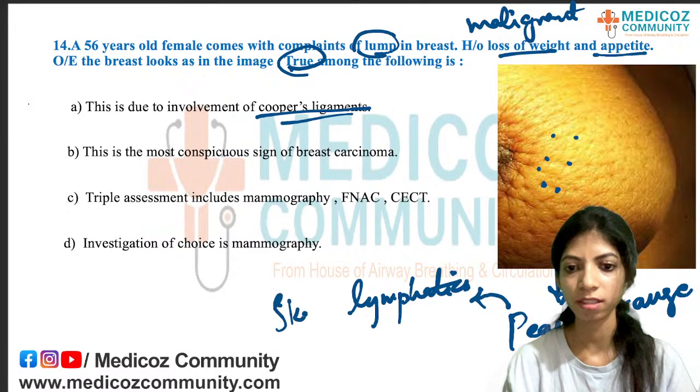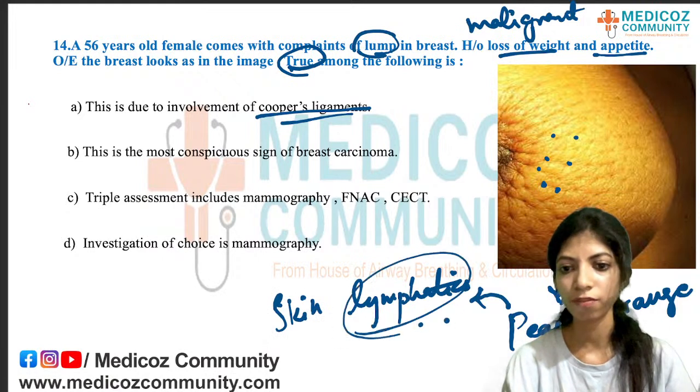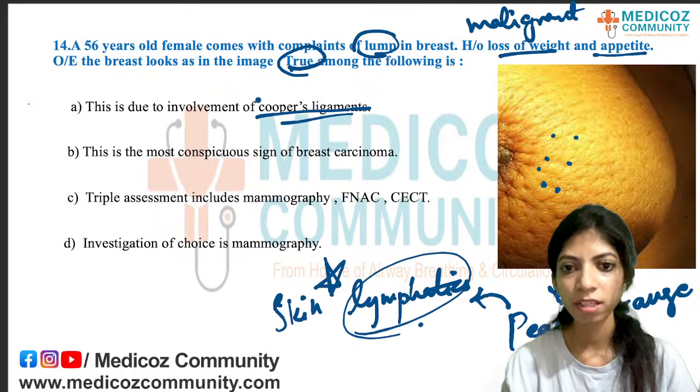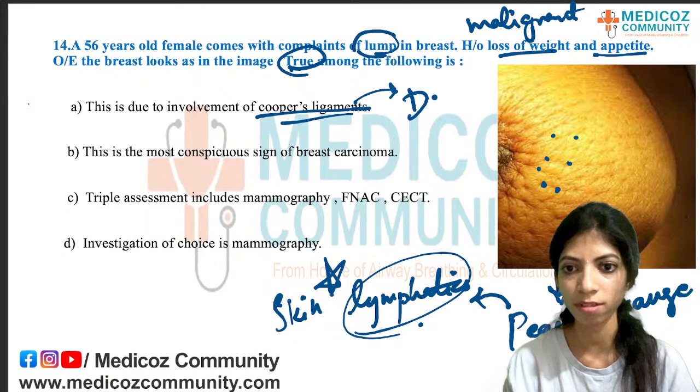The lymphatics in the skin are infiltrated and cause this peau d'orange appearance. This you have to remember. This is a star mark question. And Cooper's ligaments, if they are involved, don't cause peau d'orange appearance. Instead, they cause dimpling and puckering.